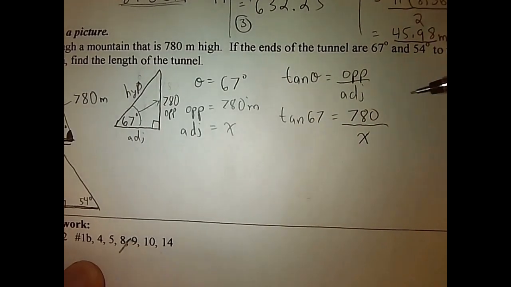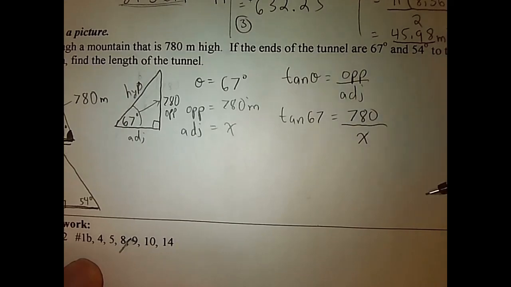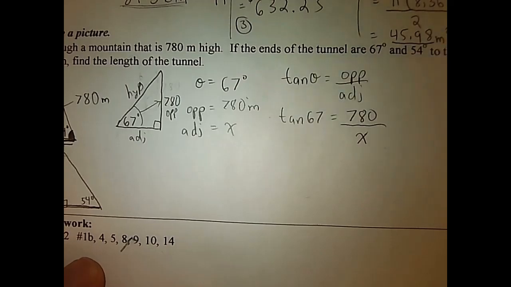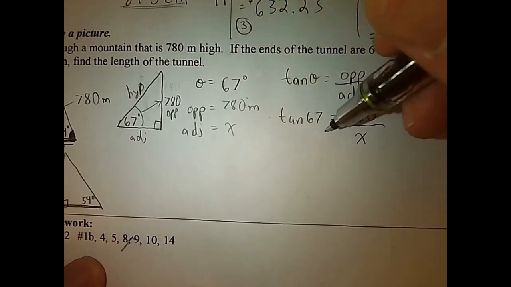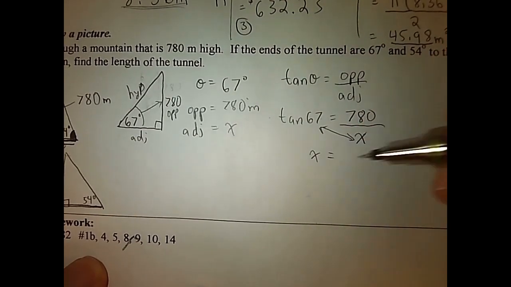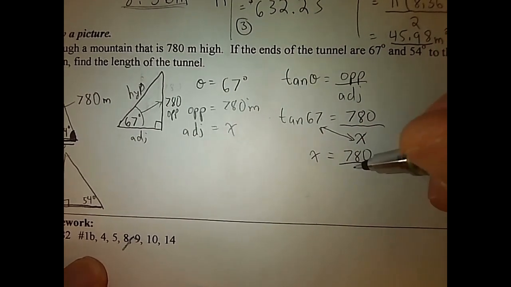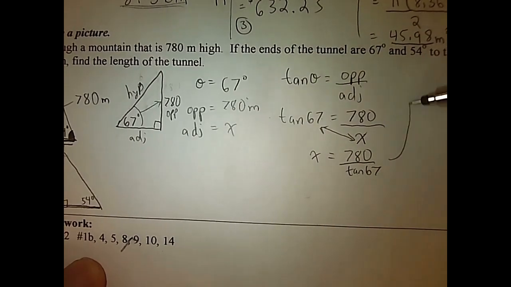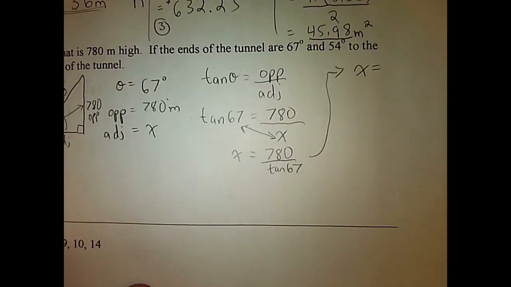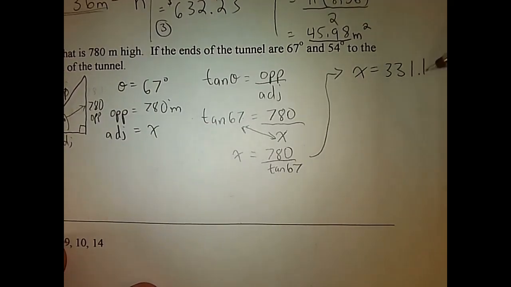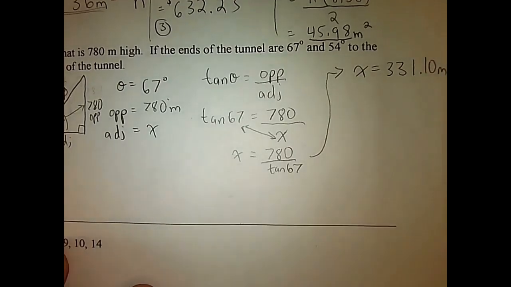So again, what we could do is multiply both sides by the denominator, and then we'll have x tan 67 equals 780. Then I divide both sides by tan 67, or to save us some time, I'm just going to switch places with these two. x is equal to 780 over tan 67. If I type that into my calculator, going to 2 decimal places, I get 331.10 meters.